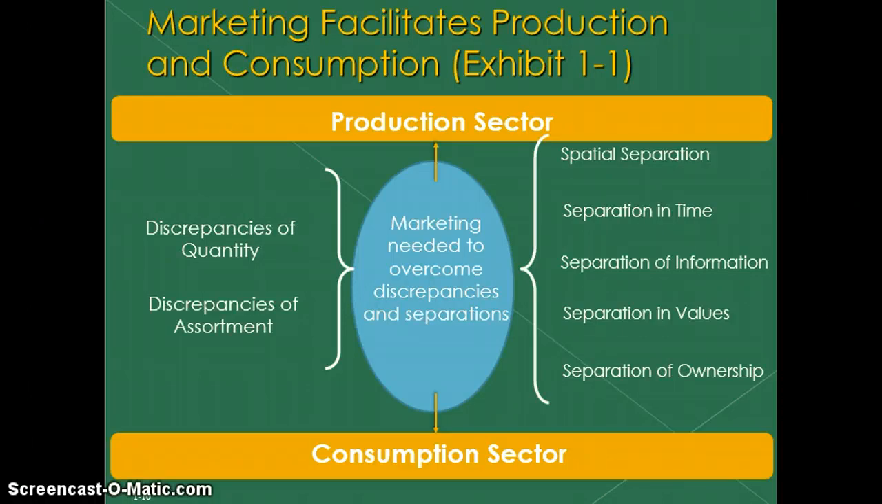Separation of information. Producers don't necessarily know who needs what, or where, or when, at what price, and all that. They don't have all the information on everybody. We as consumers don't always know what's available from different companies and where to get it and when we can buy it and how much it's going to cost as well. So there's a discrepancy there as well. I'm sorry, not a discrepancy, a separation.